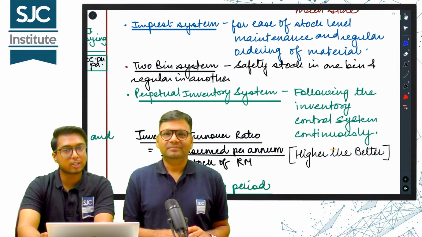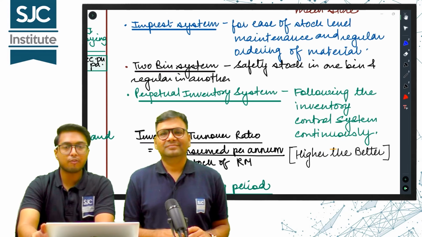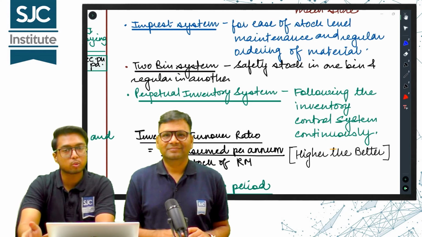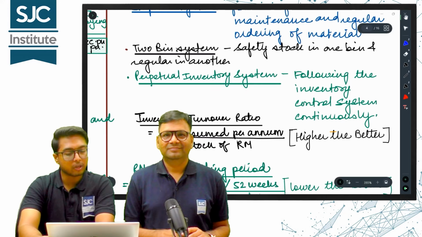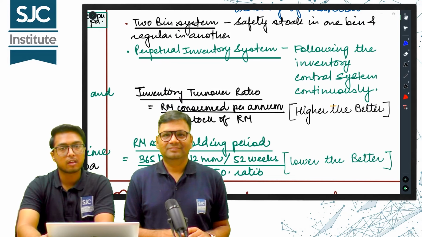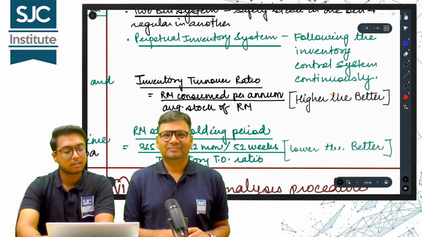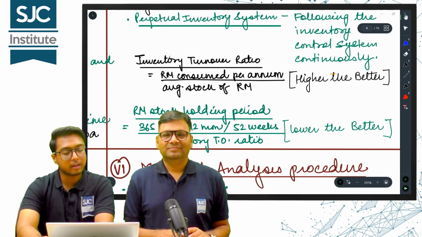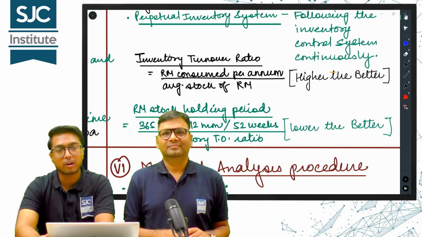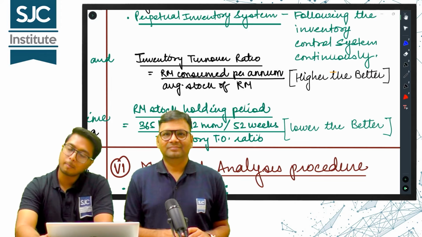Now let's move to the perpetual inventory system. Here we follow the inventory system continuously, means we record the inventory as soon as we receive it. Now inventory turnover ratio: raw material consumed per annum divided by average stock of raw material. The higher it is, the better it is. Now raw material stock holding period: 365 days or 12 months or 52 weeks divided by inventory turnover ratio. The lower it is, the better it is.